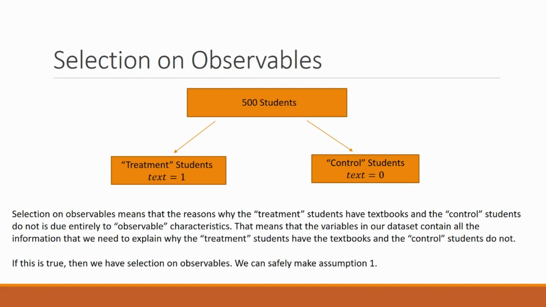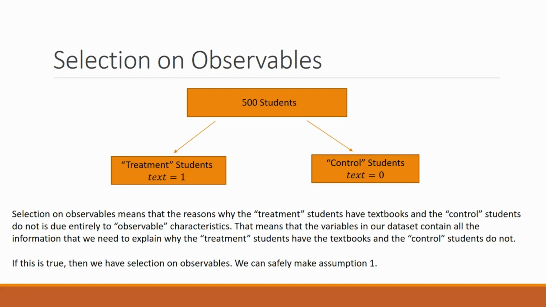However, this unobservable characteristic affects whether or not a student is in the treatment group or in the control group. That means we have selection on unobservables. And if we have selection on unobservables, then propensity score matching does not work. We will have bias.